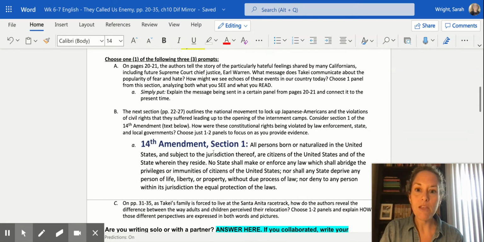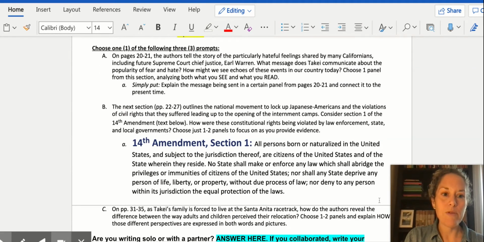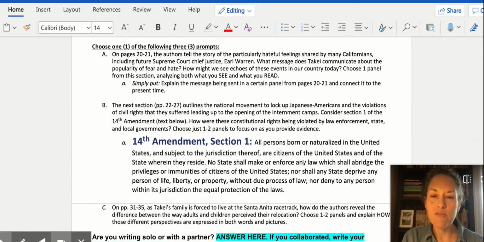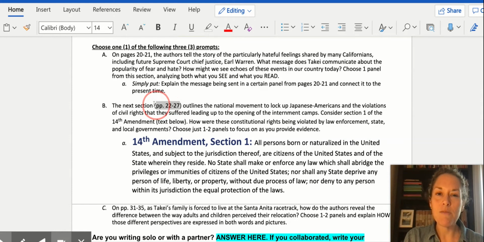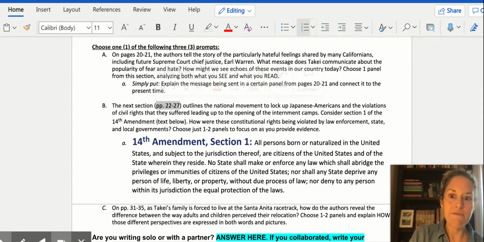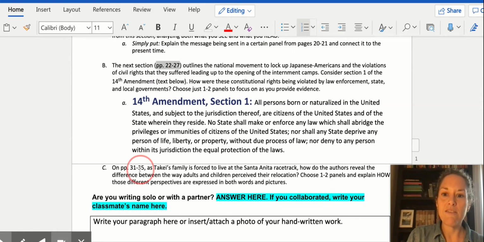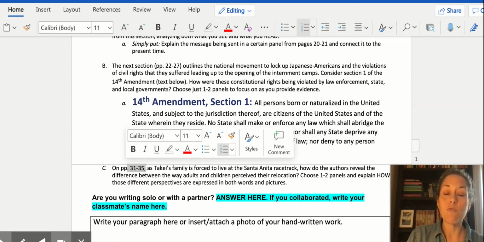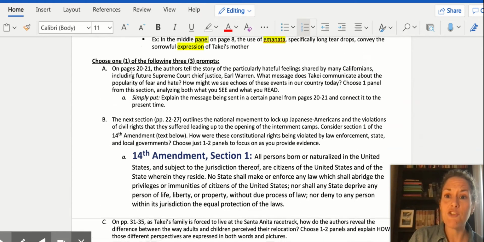So we've got 3 writing prompts. Let me show these to you. We've got this one on pages 20 to 21. The next writing prompt is about pages 22 through 27. And then the third prompt is on pages 31 through 35. So you've got those 3 different spans. I'm hoping that will help to guide your thinking and deepen your learning out of one of these sections.